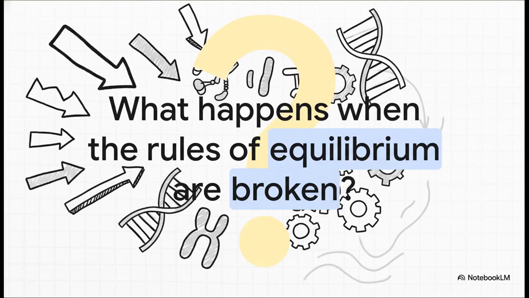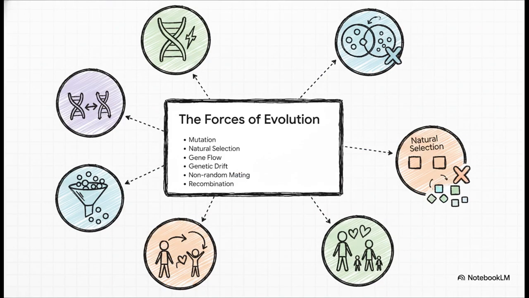Exactly. So when a real population violates those conditions, its allele frequencies start to shift. And those violations, those are the very engines that drive evolution forward. And here they are, the forces of evolution.